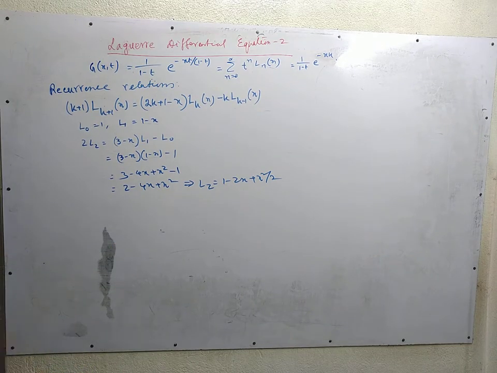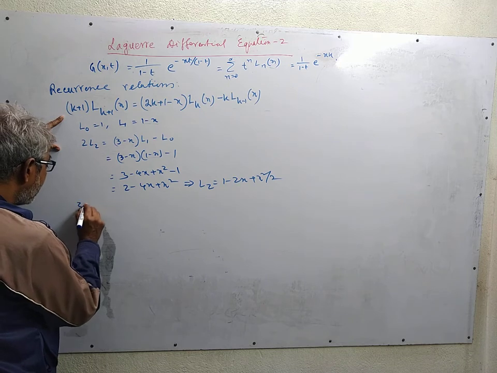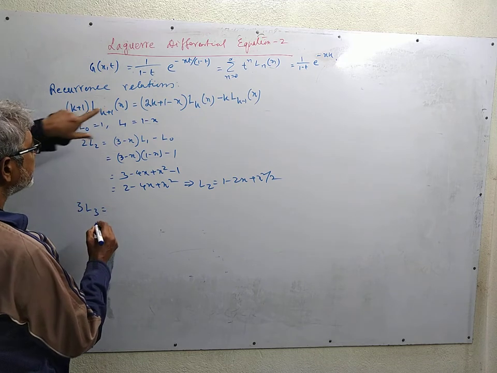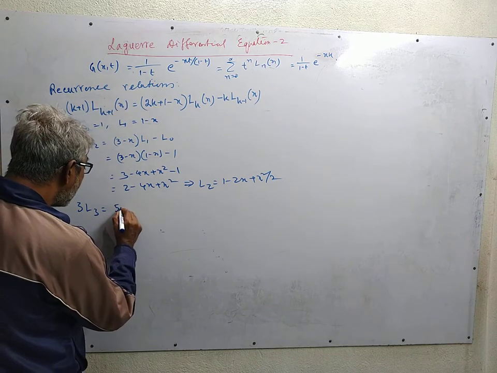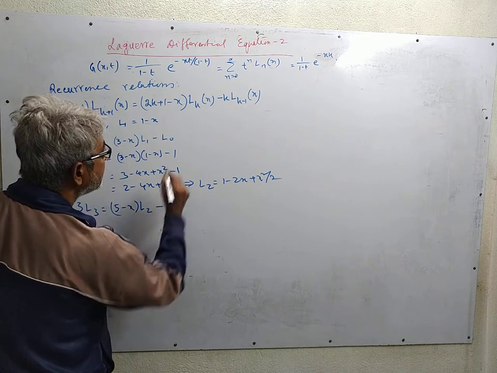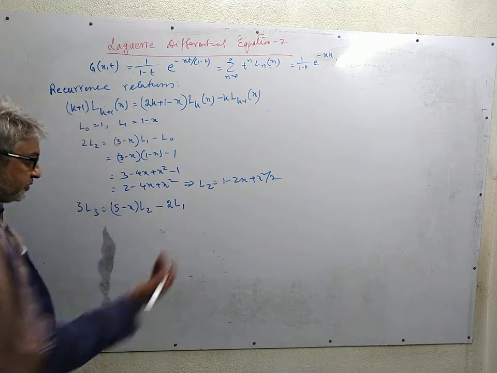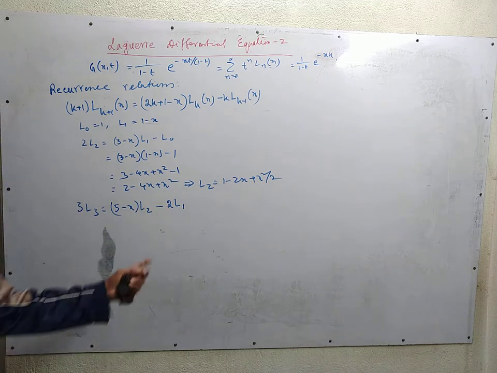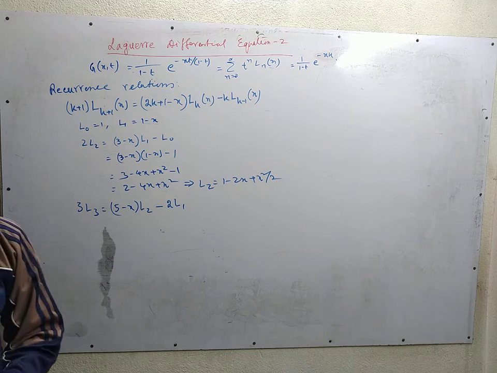And knowledge of L1, L2 enables us to find out L3. So with k is equal to 2, we get 3L3 is equal to (5 minus x) L2 minus 2L1. From this relation, by explicit use of this, we can find the value of L3.